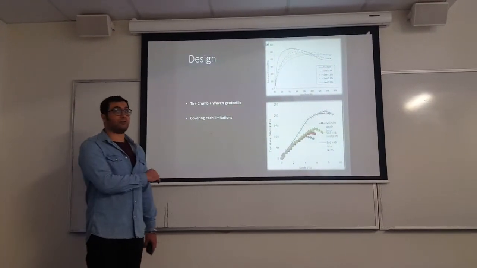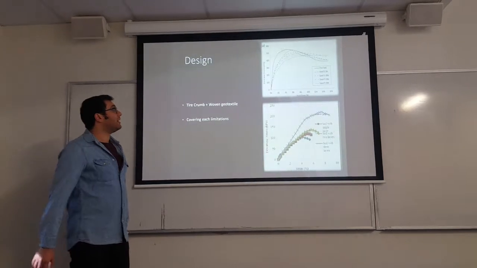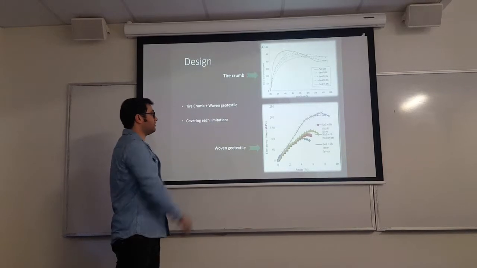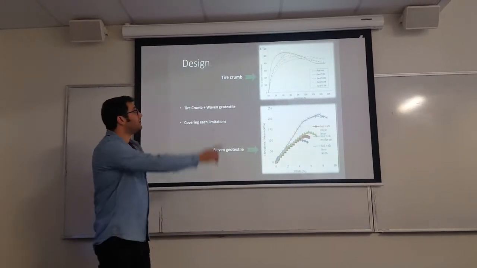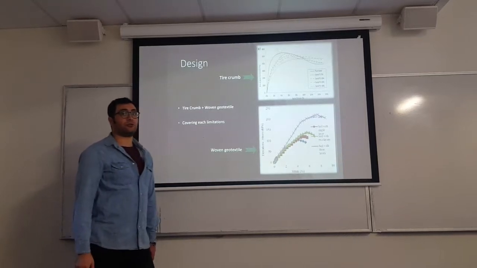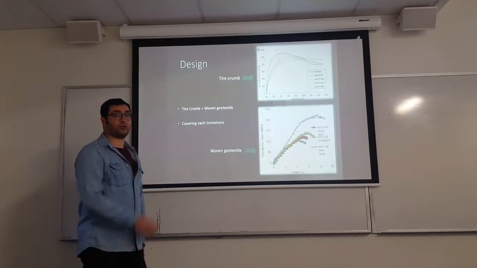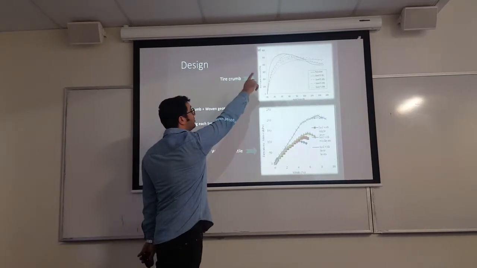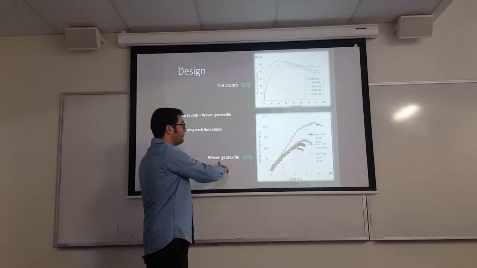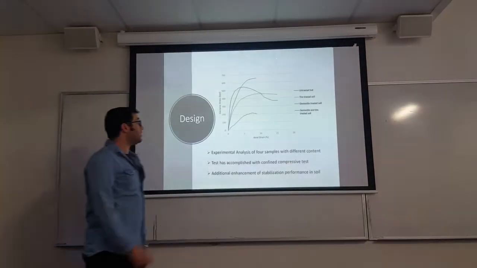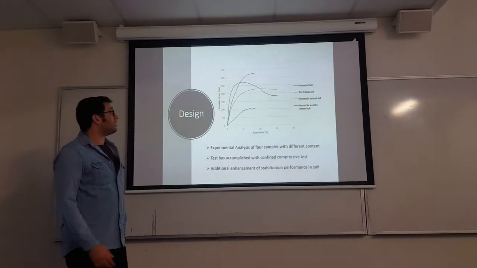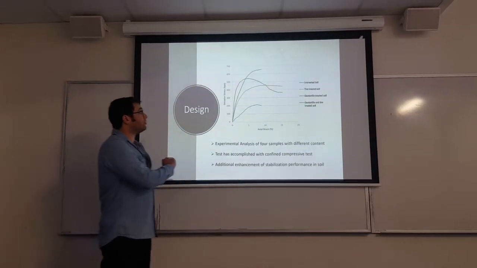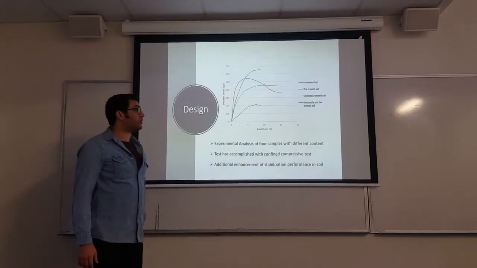So we can see it could cover each other's limitations. In these two figures, the top one is for tire chrome and the bottom one for woven geotextile. These two figures represent information about the peak shear strength of treated soil with tire chrome and geotextile. You can see the peak shear stress in tire chrome goes up to 500 kPa, and for woven it goes to 200. Our design combines this information from the previous studies.